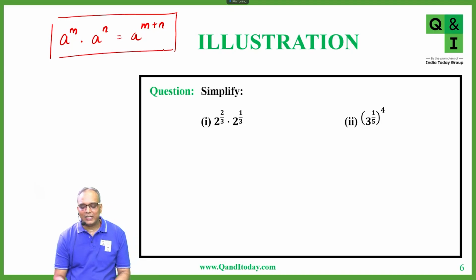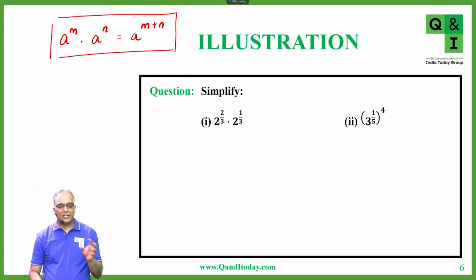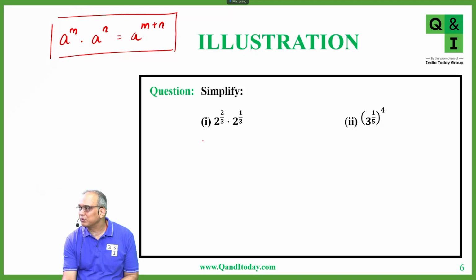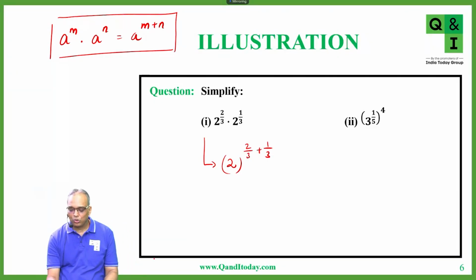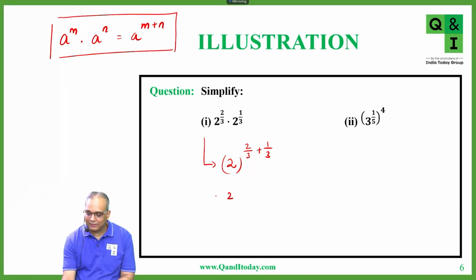So here if the bases are same and the exponents are different, and you are multiplying these two numbers together, then you will have the base as same, a, and the exponents will add. So here in this first case, students, you have 2 to the power 2 by 3 into 2 to the power 1 by 3. So you will add the exponents here because the base is same. So 2 to the power 2 by 3 plus 1 by 3, which is equal to 2 to the power 3 by 3 or 2 to the power 1, right? This 3 and 3 get cancelled, which is equal to 2.